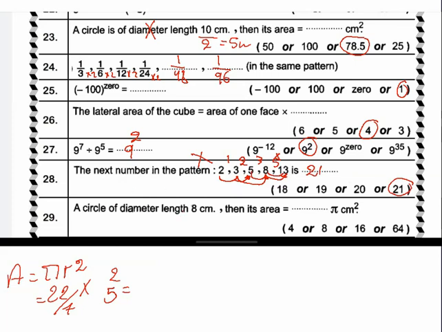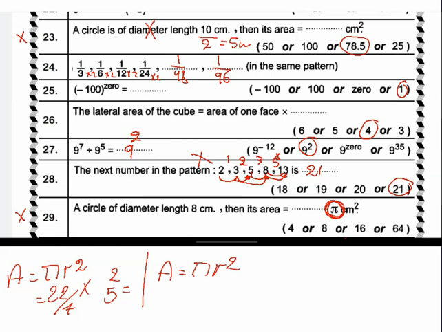Circle of diameter length 8, then its area equals dot pi. Take care of this pi. Yes, this question 29 is different from question 23. Why, mister? In this question he gives me dots only, and here he gives me pi. If he gives you pi, the rule will be like that: area equals pi r squared.